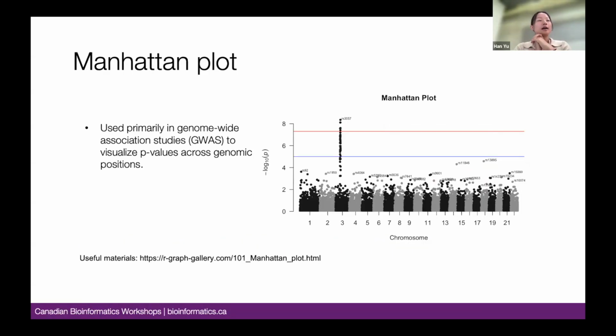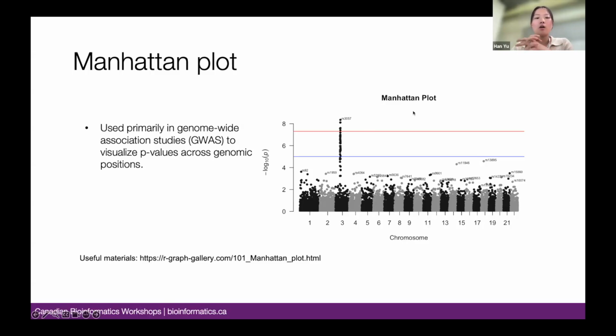So the next plot I want to introduce is the Manhattan plot. The Manhattan plot is used primarily in genome-wide association studies, GWAS, to visualize the p-values across genomic positions. This plot looks like a city skyline, where each building represents a genetic variant. So the tallest skyscrapers indicate the strong associations, like here.